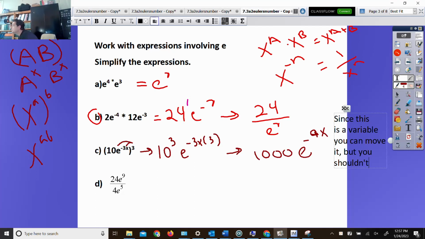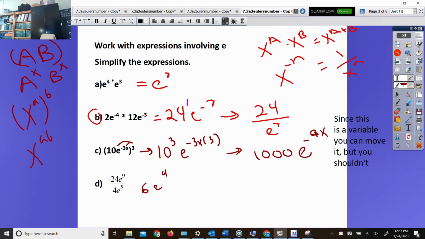D ought to be easy. 24 over 4. Any takers? 6. Good. E to what power? 4th. A lot of y'all being quiet. Does anybody have any questions on that? I don't actually mind going over it.